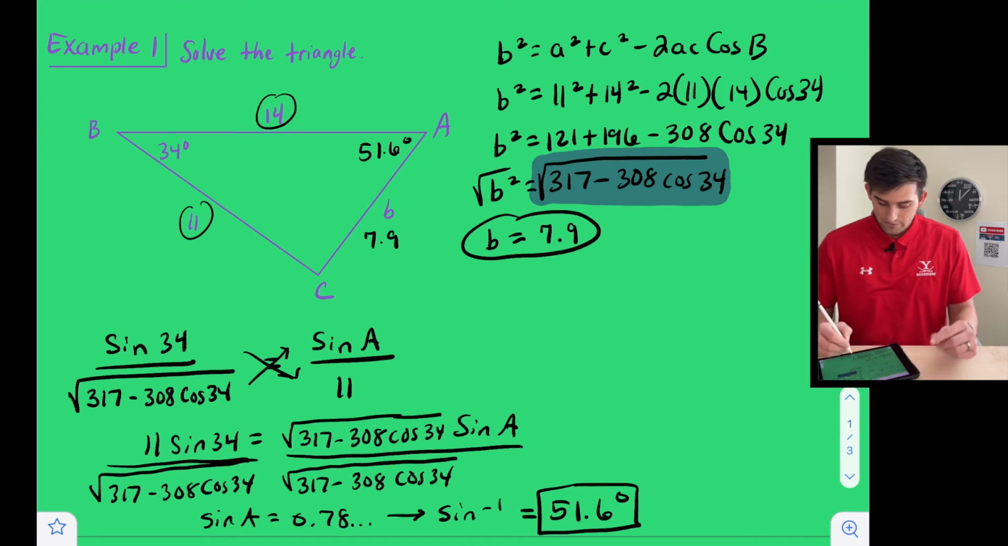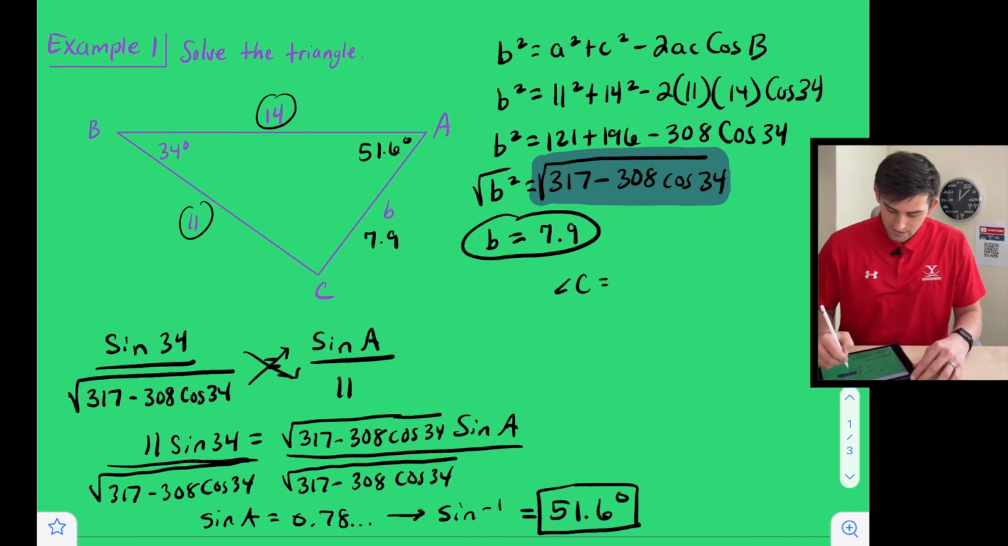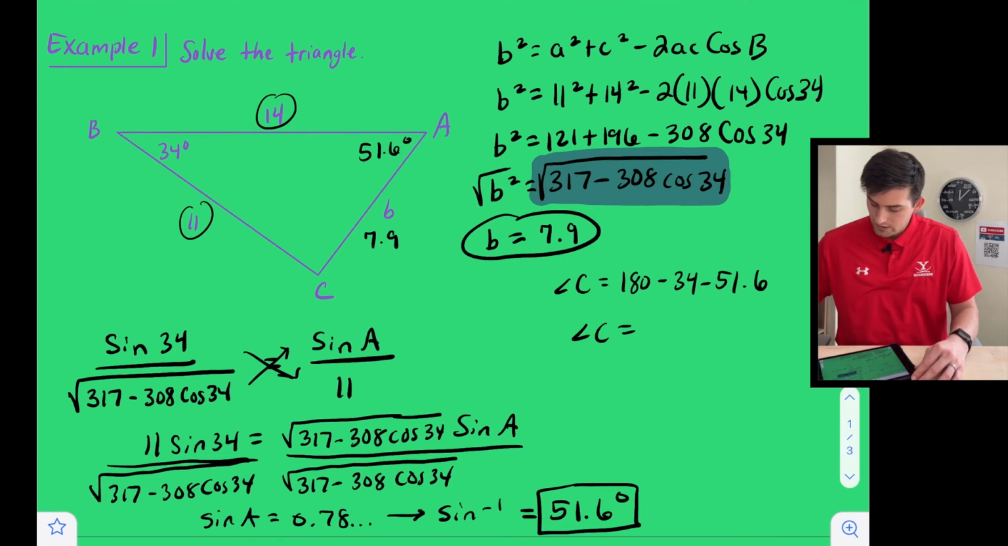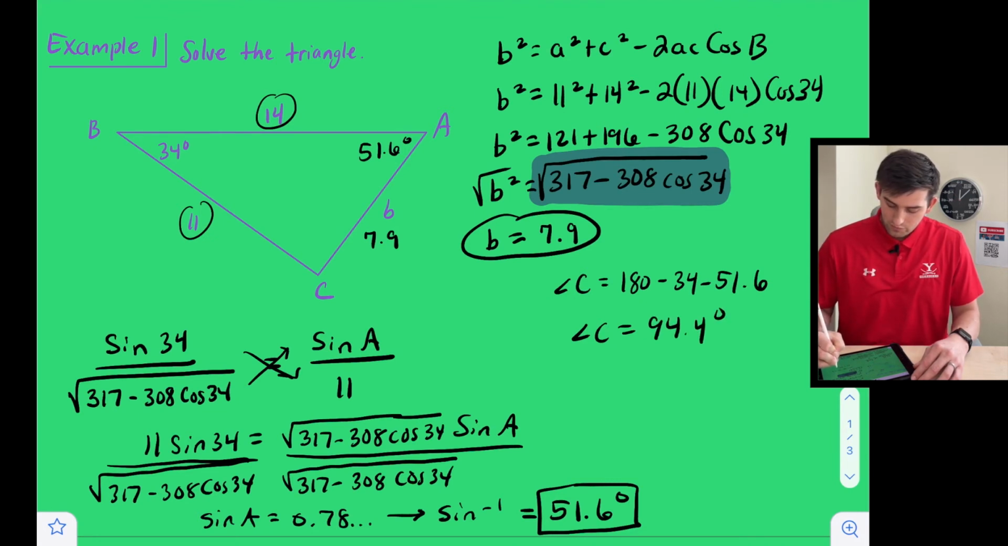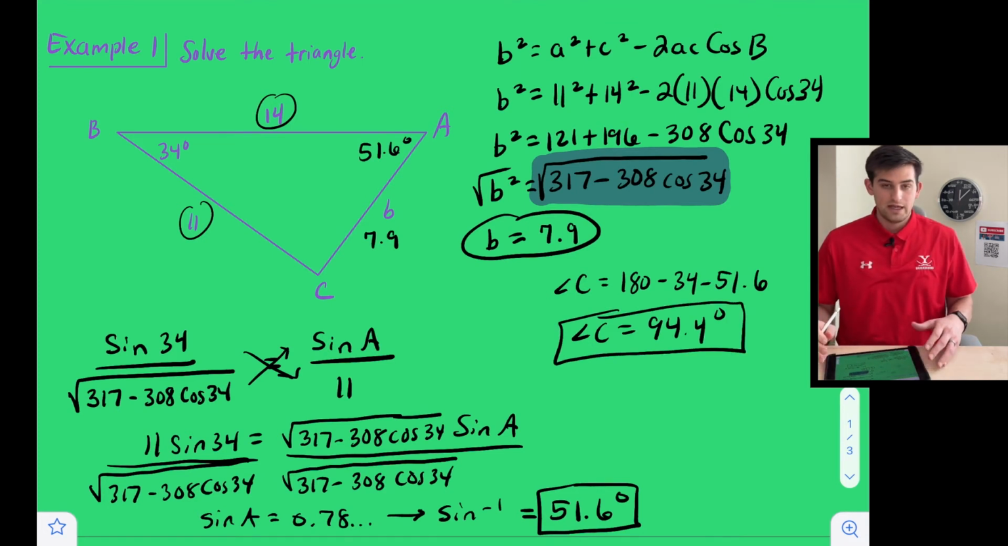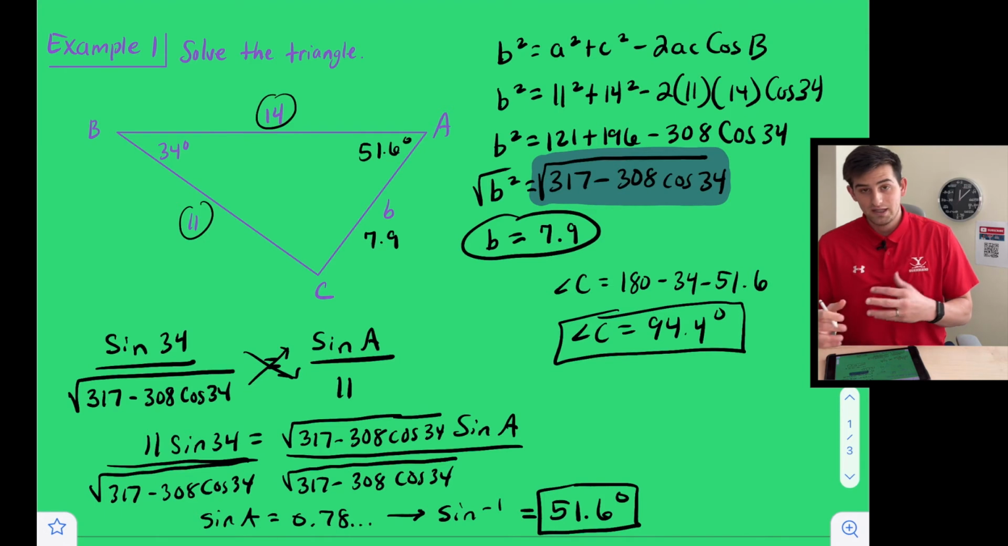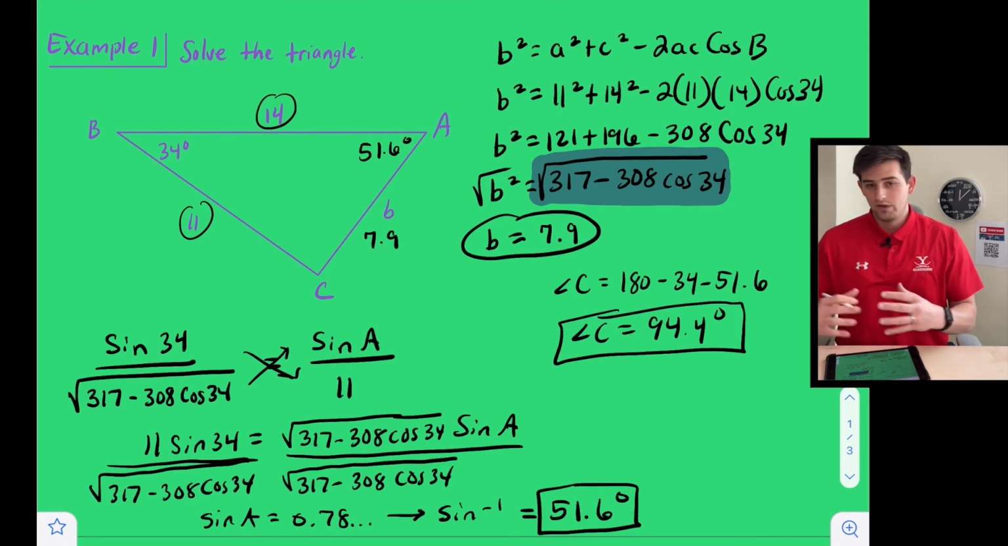And now all we have left is angle C, and that would just be 180 minus 34 minus 51.6. So angle C, we'll do 51.6 plus 34, 180 minus 85.6, and that gives me 94.4 degrees. So it was good that we went ahead and found angle A first, because angle C ended up being an obtuse angle. So that would have messed us up when trying to use inverse sine on our calculator.